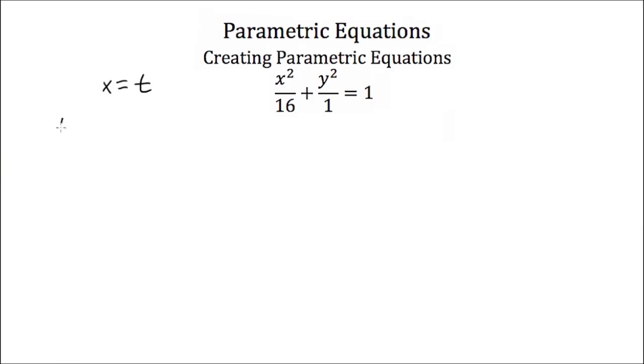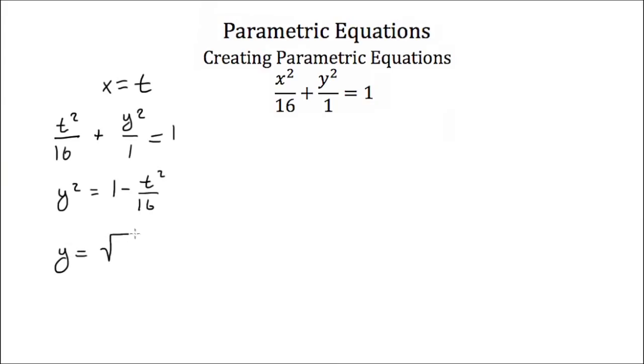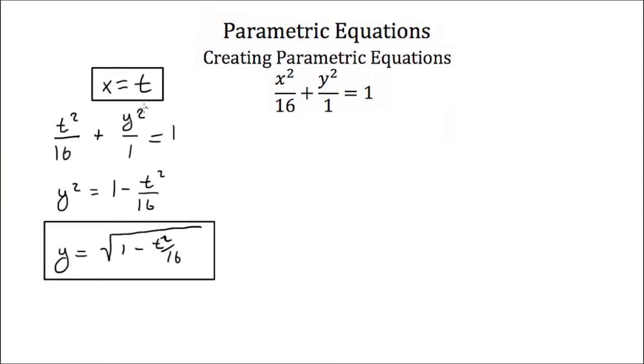So I'd end up with t squared over 16 plus y squared over 1 is equal to 1. Now I solve this for y, so I'll have y squared is equal to 1 minus t squared over 16, and y is equal to the square root of 1 minus t squared over 16. So those would be two parametric equations that represent this x and y equation.